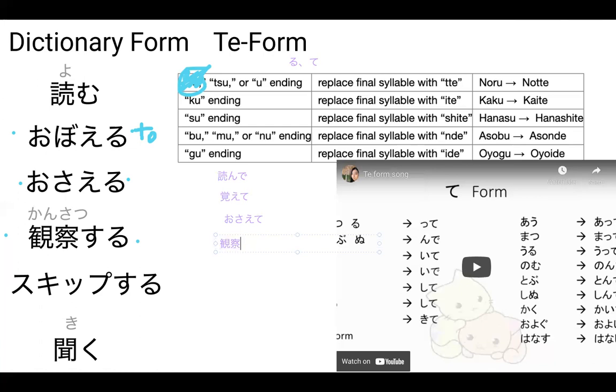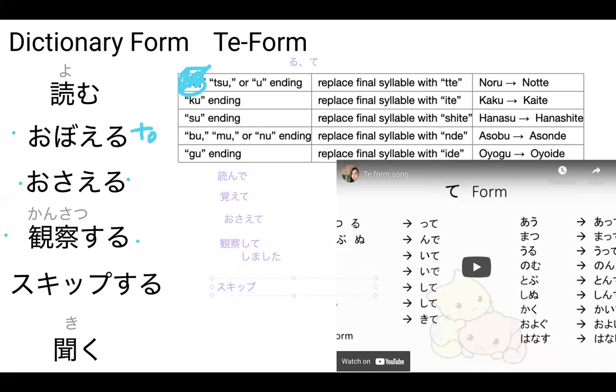So kansatsu shimashita, no. Yeah, shitte. Is it? Yes. Oh, shitte. It turns into shitte. Shimashita is past tense, and we're doing the te form. But yes, it has the shi is what it turns into because it's special. How about skippu suru? Skippu sutte.